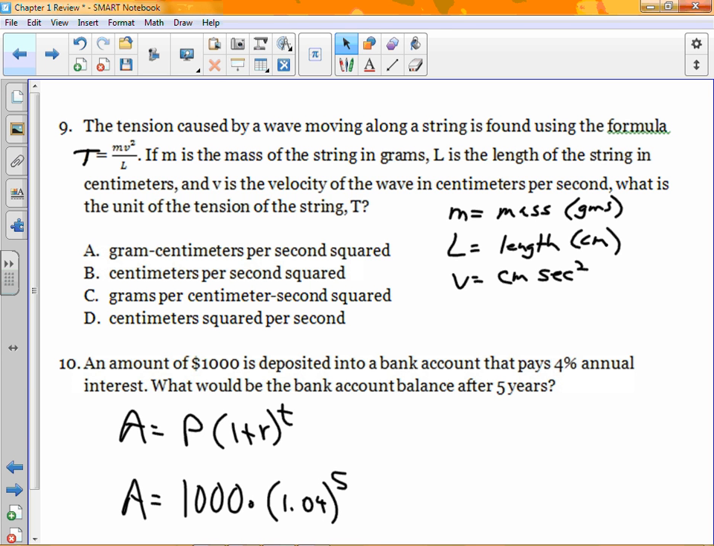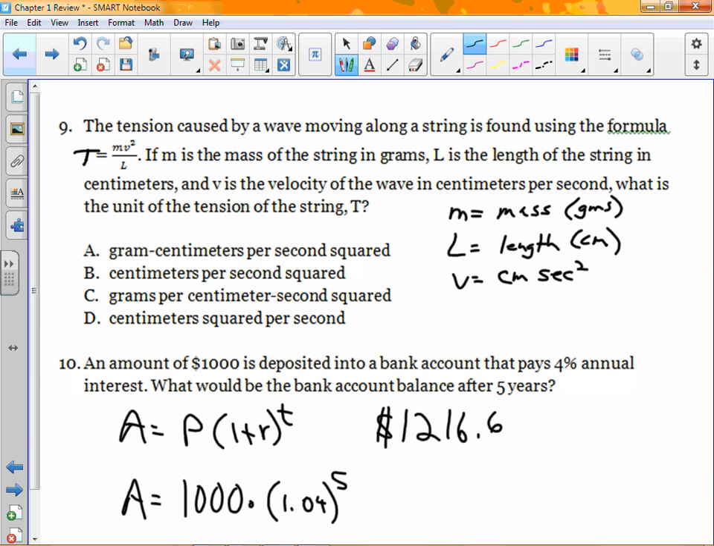Somebody multiply that out. What do you get? 1,216.65. 216.65? Yeah. Exact answer? He rounded it.